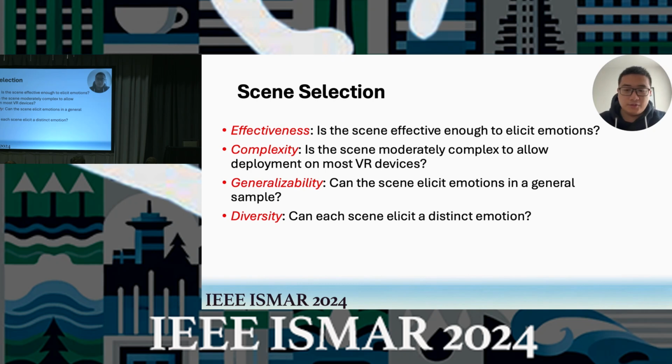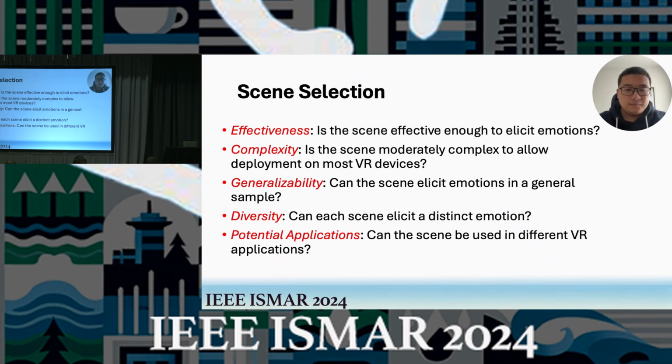Diversity is for the different emotions, that we want our dataset to provide different emotions, not just happy or sad. We want to provide emotions as rich as possible, if we can. And potential applications is that, similarly to the complexity things, we want our dataset to be compatible with not only devices but also the application cases. So, for example, if you want to build VR games or some other VR applications, you can readily use our dataset for enriching emotional experience, which will be great.